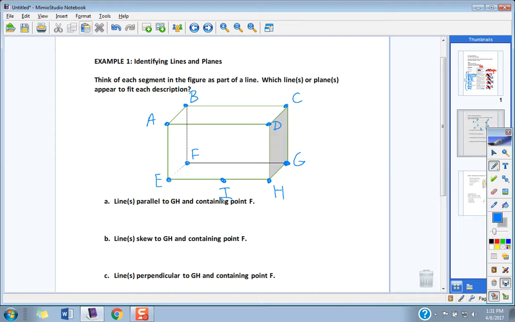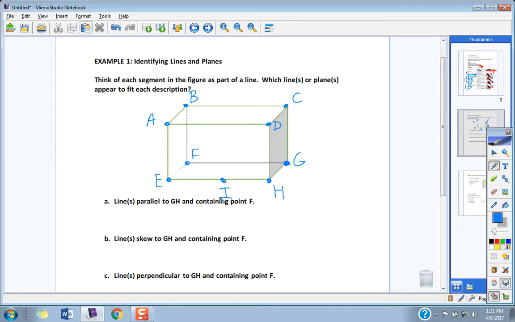Guys, example 1 right here. Identifying lines and planes right here. Okay, in this situation right here, you're supposed to think of each segment in a figure as part of a line. Question says, which line or lines or plane or planes appear to fit each description? Now, there's a lot of stuff going on in here, but when they say that BC is part of a line, if you would extend BC all the way across, that would be like a line. So we're just talking about this as it's relative to the diagram.